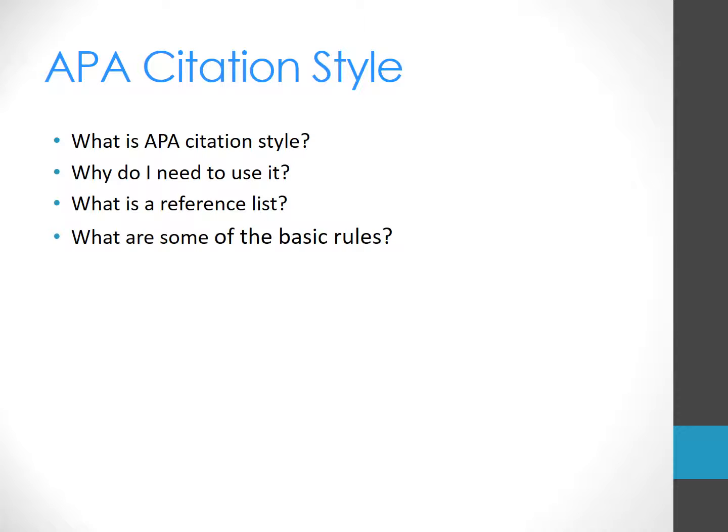Let's take a look at some of the basic rules for reference lists. At the top of the page, you should center the word references. Please don't use like works cited or sources or anything else. In APA, the word we use is references. Double space your entire list. All lines after the first line of each entry should be indented 1/2 inch from the left margin. So in other words, it's the opposite of paragraph formatting.